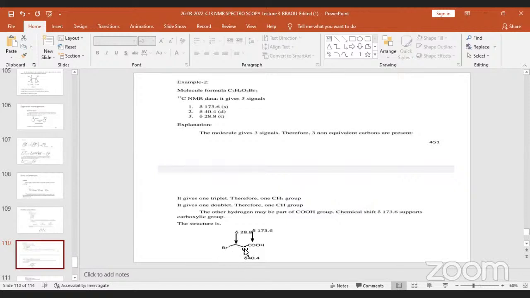If it is 2-bromopropionic acid, we would have got 1 quartet and 1 doublet, right? But what we are getting is 1 doublet and 1 triplet. So here you see 1 doublet and 1 triplet.